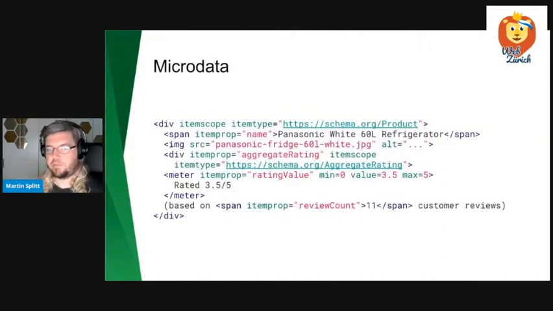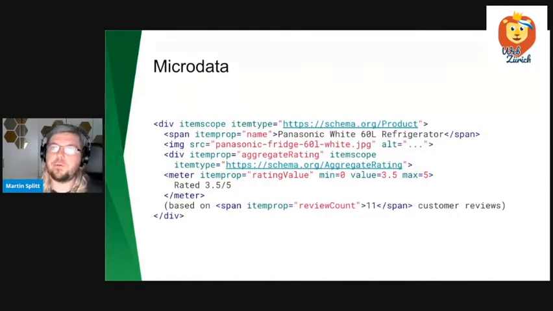So this is microdata. Here we have a piece of HTML, a div with a span inside with an image and another div. And there's a progress meter and then some additional text. If you remove some of the semantics here, it's basically a div that says Panasonic white 60L refrigerator, then has an image of that product, and then has a meter that can go from 0 to 5 and is currently filled up to 3.5. So that's a rating, how well it has been rated. And then it says additionally rated 3.5 out of 5 stars, points, whatever. And then it says this is based on 11 customer reviews. That's normal HTML. There's nothing fancy.